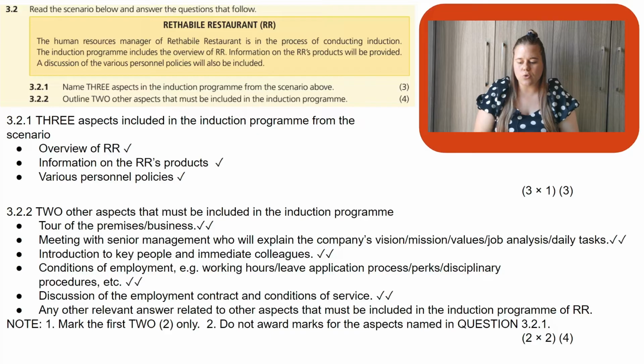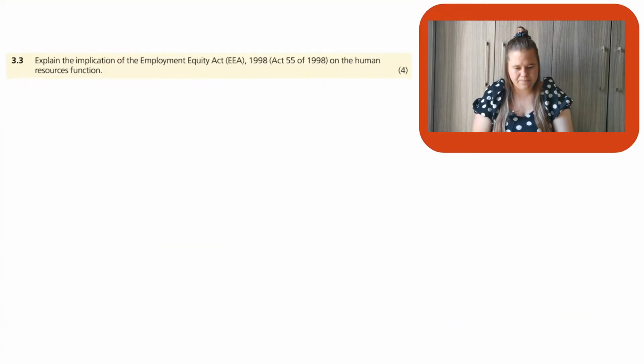All right, so we have the tour of the premises, meeting with senior management, who will then explain the company's vision, goals, values, so on. Introduction to key people and immediate colleagues. Conditions of employment, so like working hours, leave, so on. And then discussion of the employment contract and conditions of service. So the previous question, listing 3 for 3 marks. Here you're listing another 2, it's 2 marks each, giving you 4 marks there.